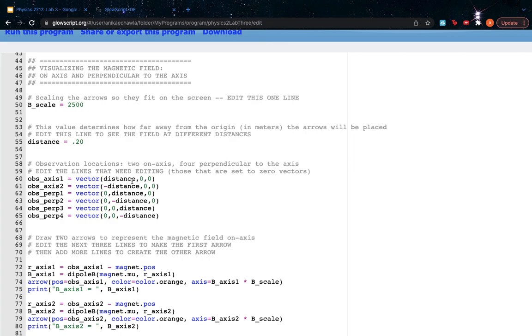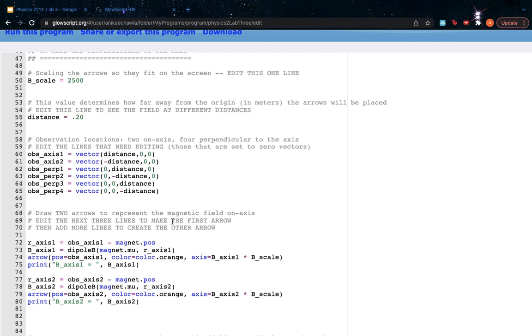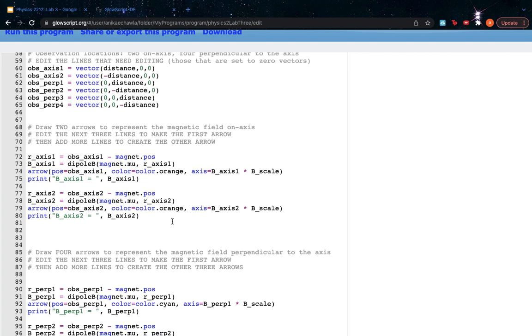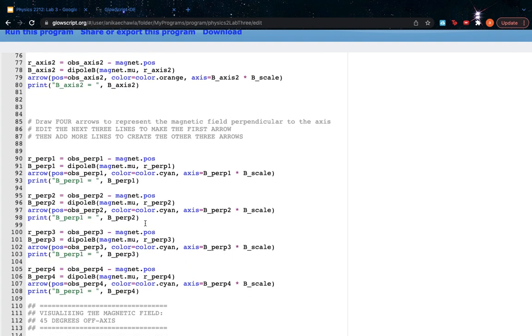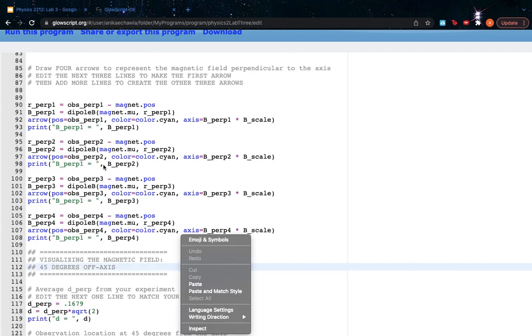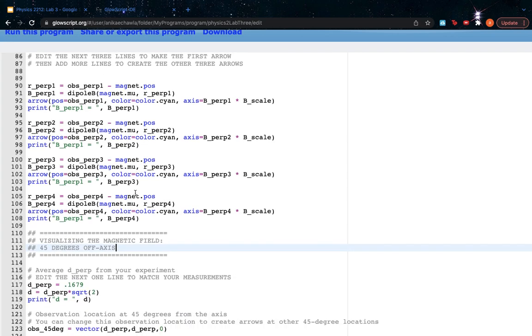So 2 of these are on axis and 4 are perpendicular. And here we draw the arrows to represent the magnetic field on axis. So that can be seen here, and these arrows will be orange. And then we create 4 arrows to represent the magnetic field perpendicular to the axis, and these arrows are cyan. As we can see, it's a pretty similar formula for each of the 4.